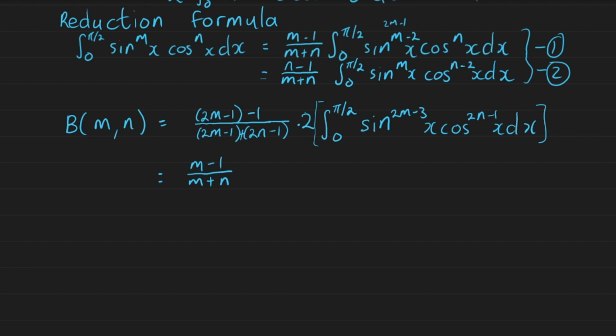Now we apply this second result to this integral. And when we do that, we get the integral from 0 to pi over 2 of sine of 2m minus 3 of x times cos now of 2n minus 1. But remember now it's n minus 2. So it's going to be 2n minus 1 minus 2. So we're going to be left with 2n minus 3 of x dx. So all I've done is instead of n, I've put in 2n minus 1.